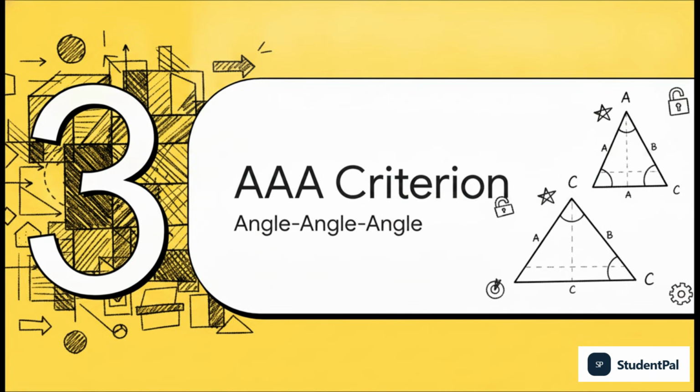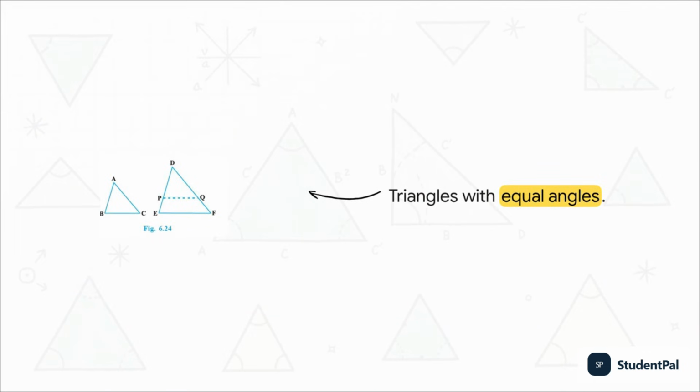All right, moving right along to section 3. Let's use our freshly learned BPT tool to unlock our first major shortcut for proving triangles are similar, the AA similarity criterion. Remember those two rules for similarity from earlier? Equal angles and proportional sides. But let's be honest, checking all of those every single time takes forever.